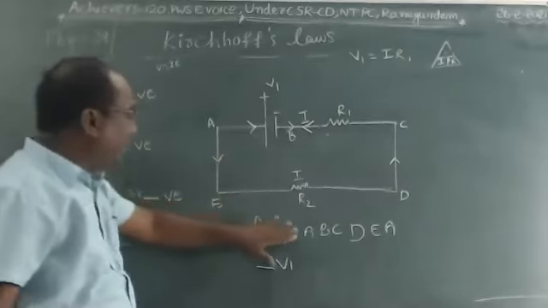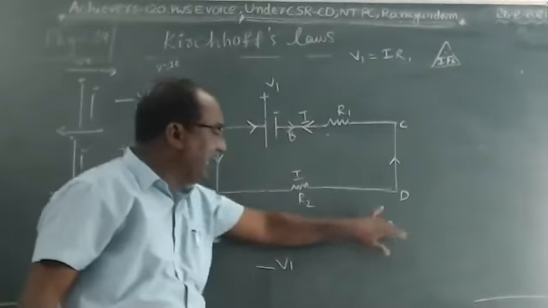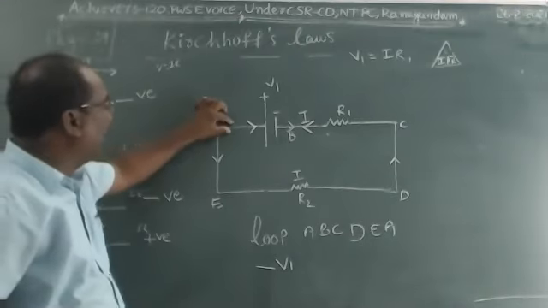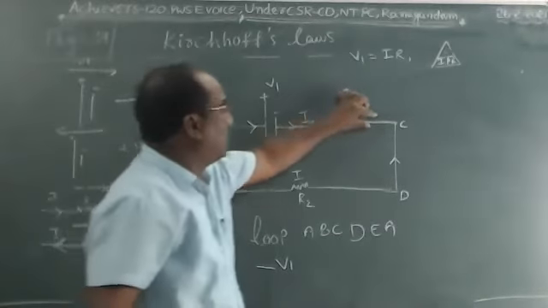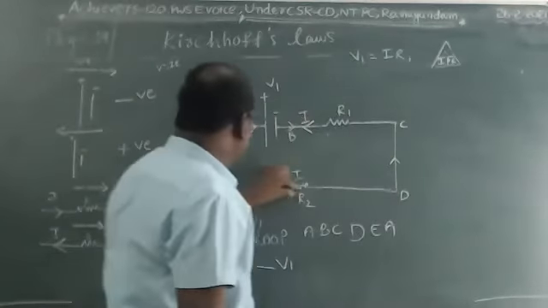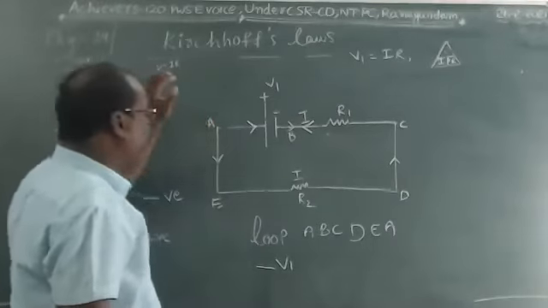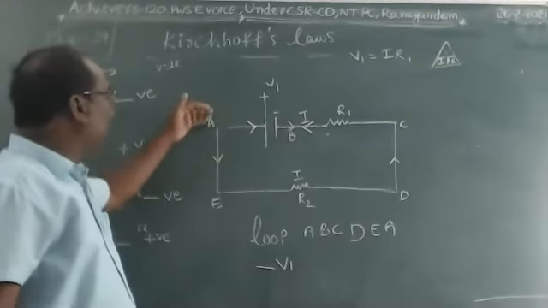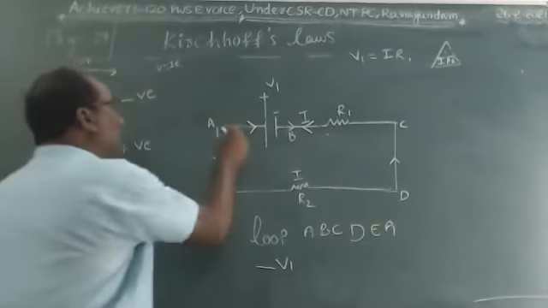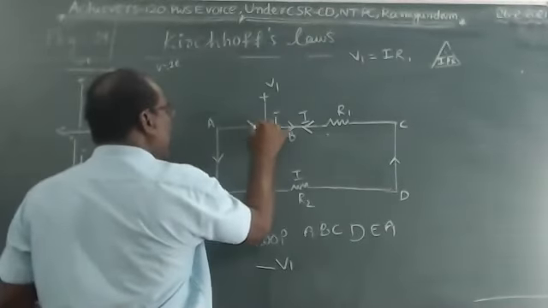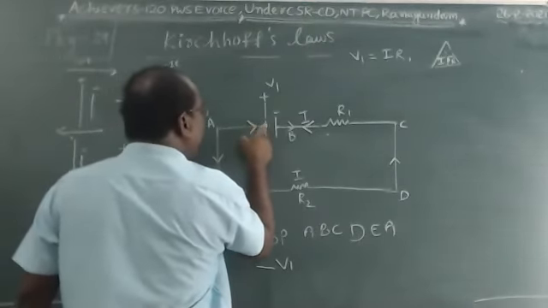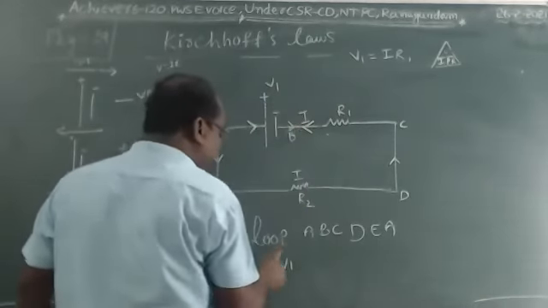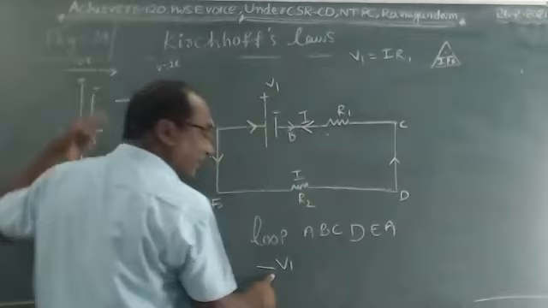Once again, loop A, B, C, D, E, A. Here this is the loop. It starts from point A, B, C, D, E, A. It means the potential difference starts from A and ends at A only. So it moves in this direction, from the positive terminal to the negative terminal. That's why this value is taken as negative according to the sign convention rule.